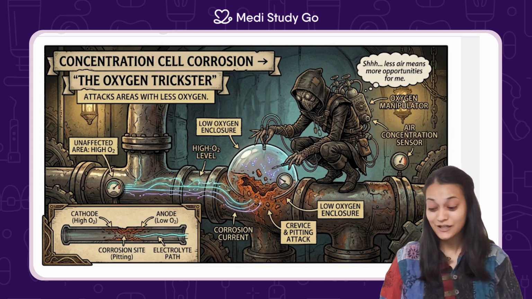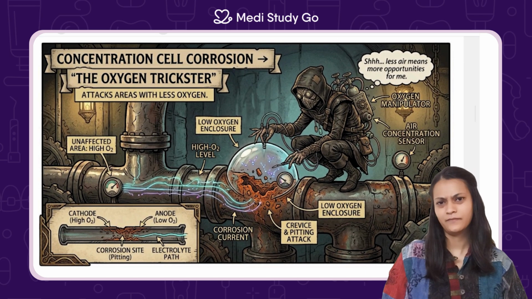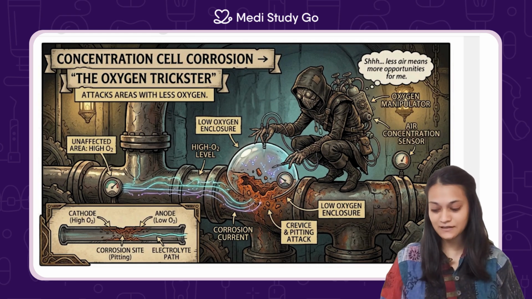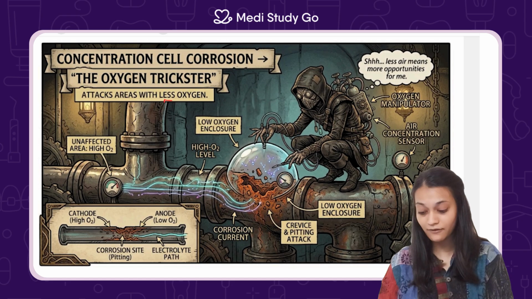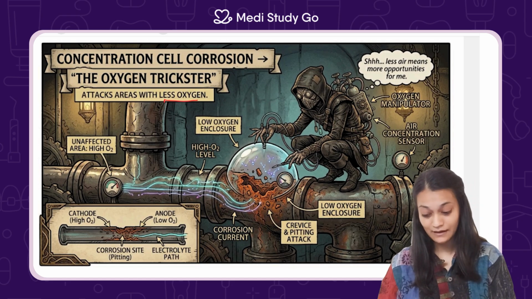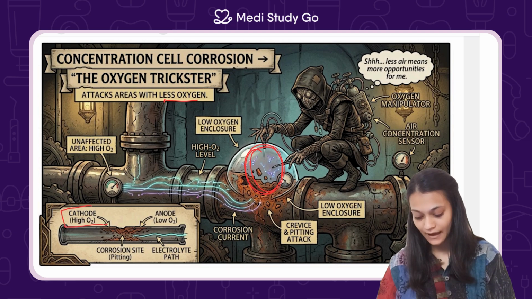and how they actually break in and rob the bank. So the first one is the concentration cell corrosion. What does this mean? He is nothing but the oxygen trickster. He is going to attack the areas that have less oxygen. So what is going to happen here? Because of low oxygen concentration, it will lead to the formation of anode and cathode.